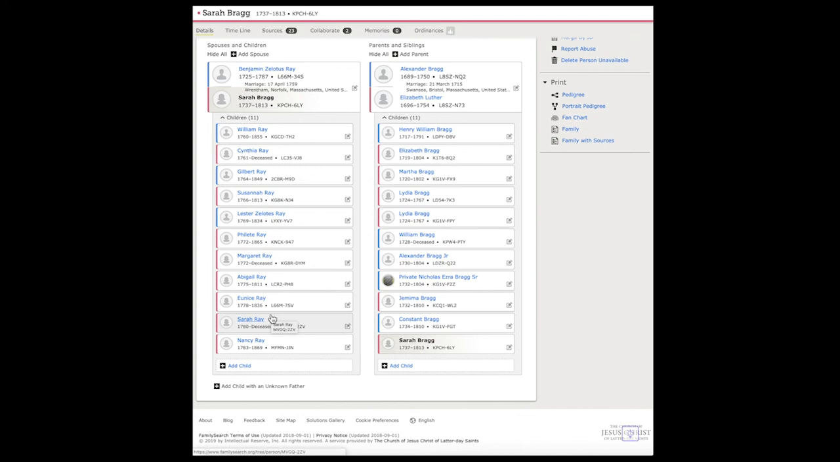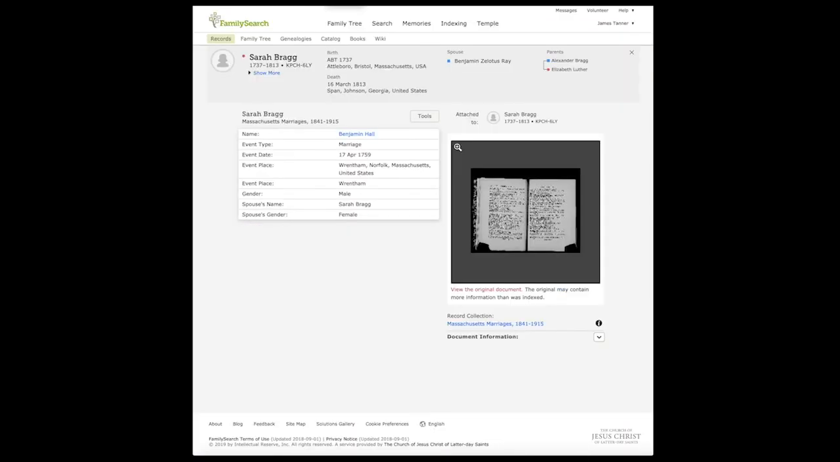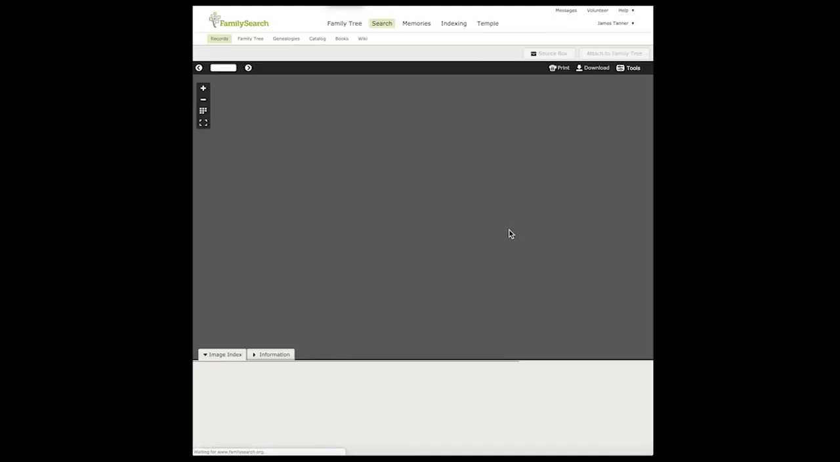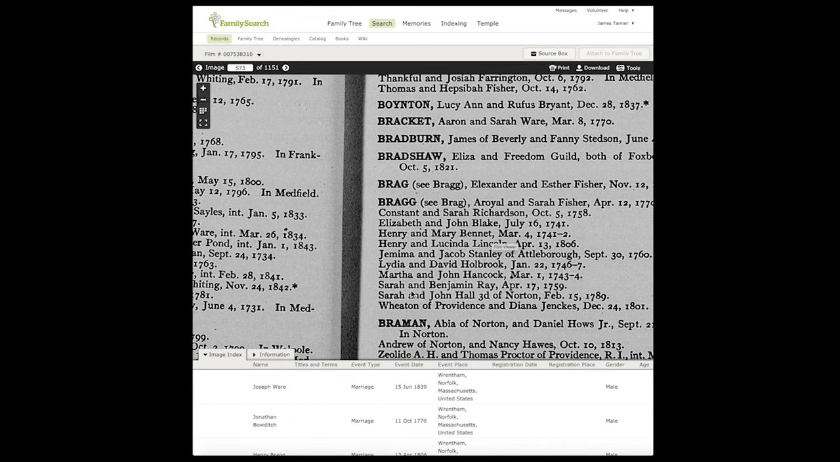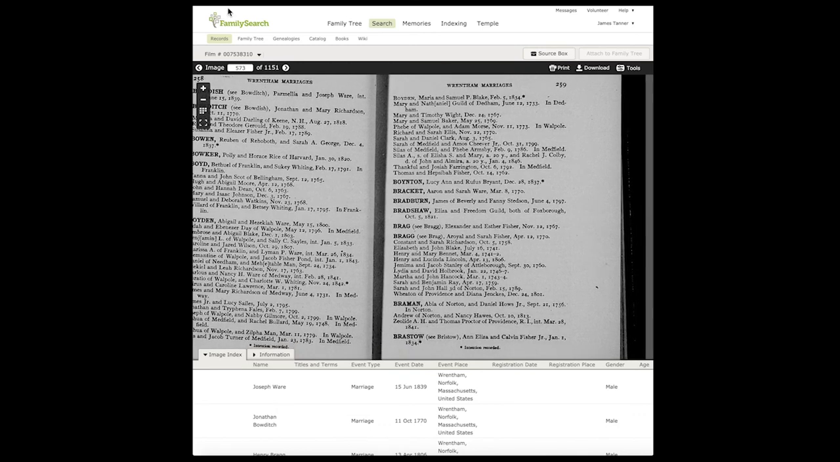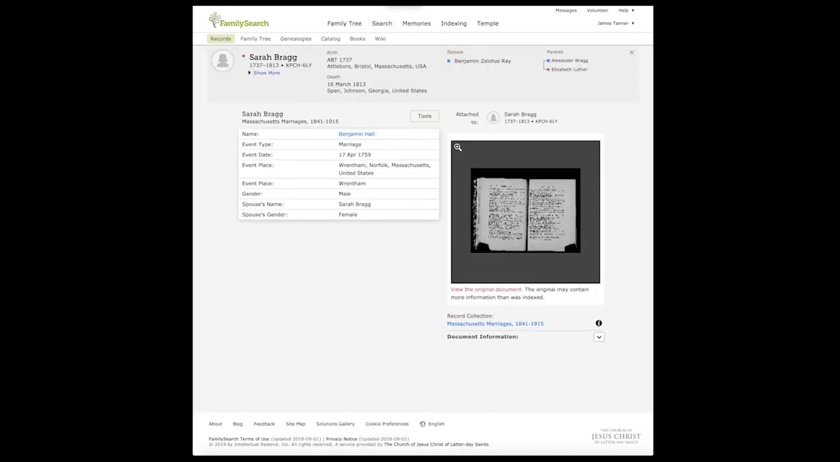And an interesting fact is that the record is already attached. So the Sara Bragg who married this person named Benjamin Hall back in 1759, the record here has got it mixed up. Obviously, FamilySearch has a little bit of a problem here because whoever did this picked up the wrong line, because it's Sarah and Benjamin Ray in 1759, and it's Sarah and John Hall in 1789. So she could have married this person. And let's go back and see what that record is. And this one's wrong. This information is definitely wrong. And it was in Wrentham.